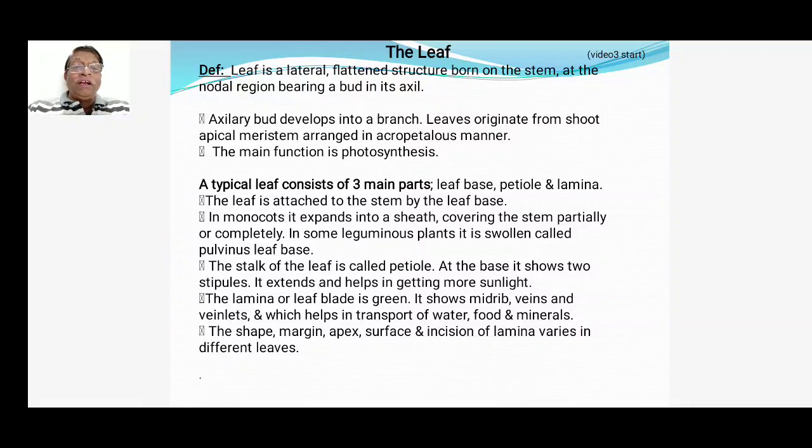If it is present, the leaf is called petiolate. If it is absent, we call it sessile. In monocots, we call it sessile.